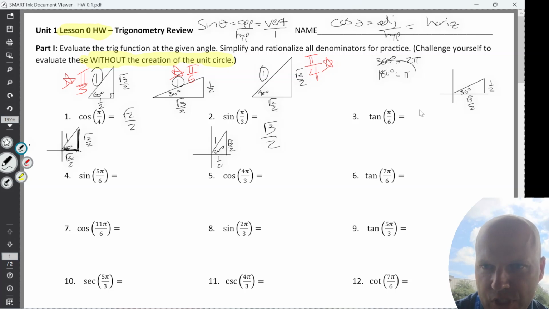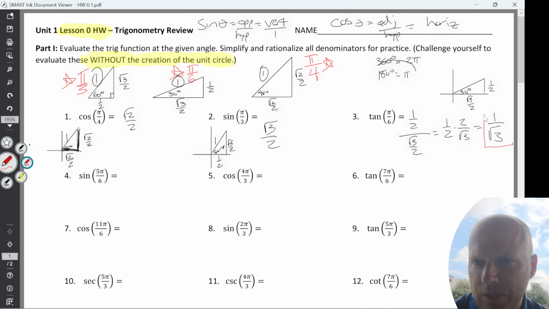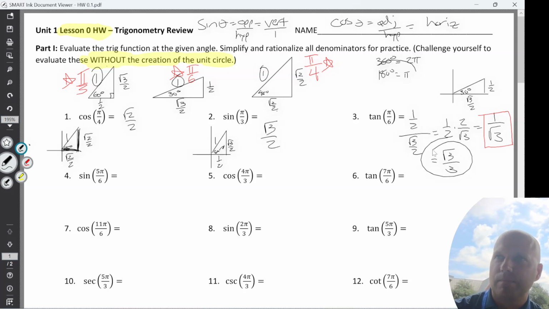SOHCAHTOA. Opposite is going to be the vertical always. Adjacent is going to be the horizontal always. And you have a keep, change, flip situation, where dividing is the same as multiplying by the reciprocal. We talked about in class how this is acceptable on the AP exam on the free response portion. However, because of math history, we didn't have calculators. We talked about how rationalization was important to be able to get a decimal approximation for that. It's easier to divide a long decimal by a whole number versus a whole number divided by a decimal.